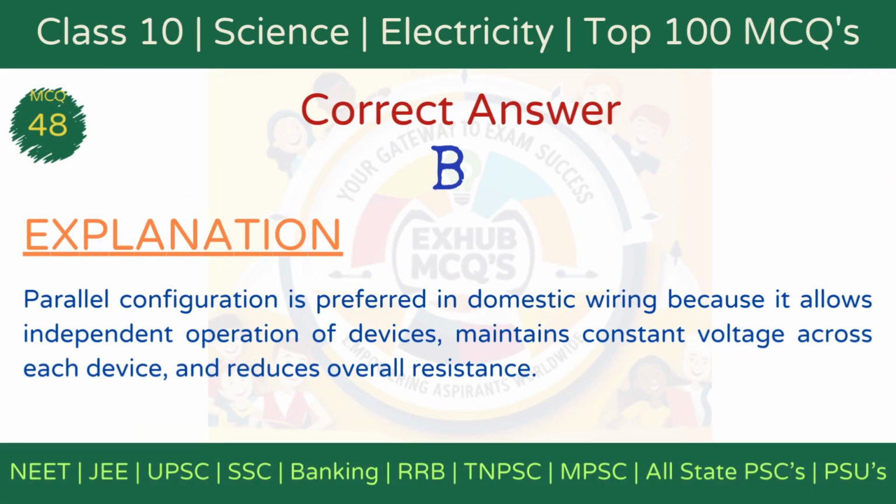The correct answer is option B, parallel. Explanation. Parallel configuration is preferred in domestic wiring because it allows devices to operate independently. Even if one device fails, the others continue to function and each receives the same voltage.